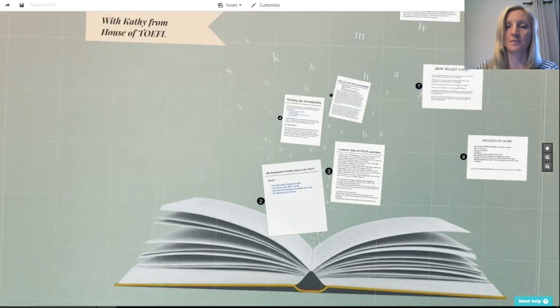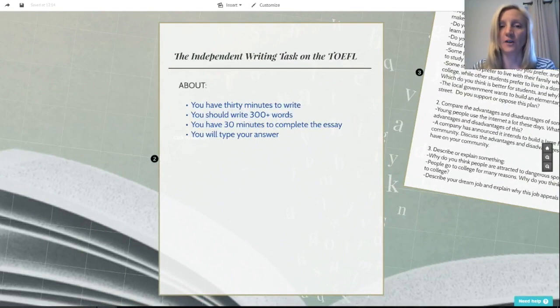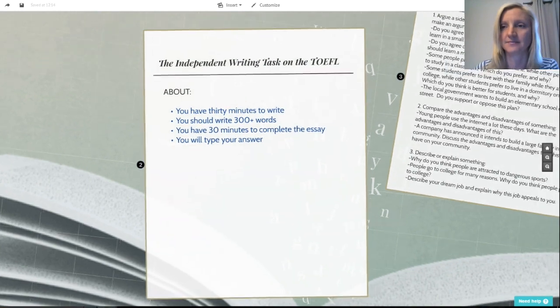Let's start with some basics. First of all, you have 30 minutes to write this essay. You should write over 300 words to get a good score. You have 30 minutes to complete this essay, and you will type your answer on a keyboard. It is not a handwritten essay, it is a typed essay.